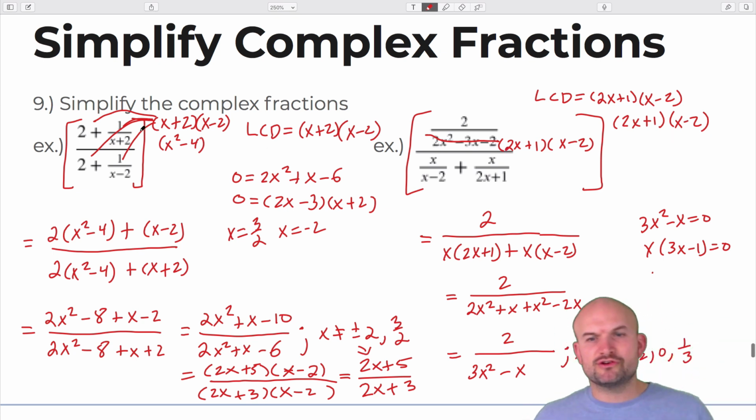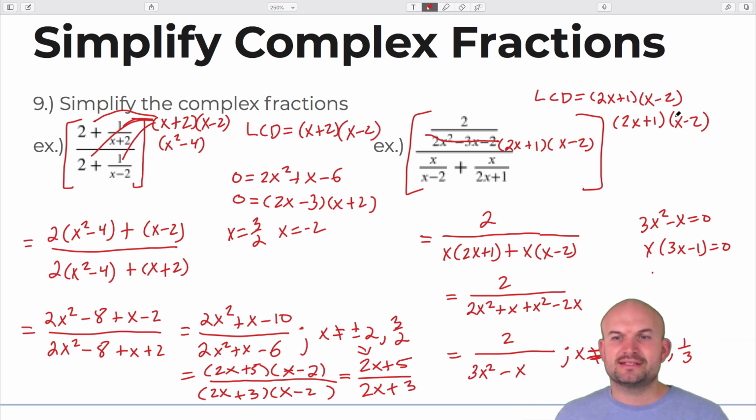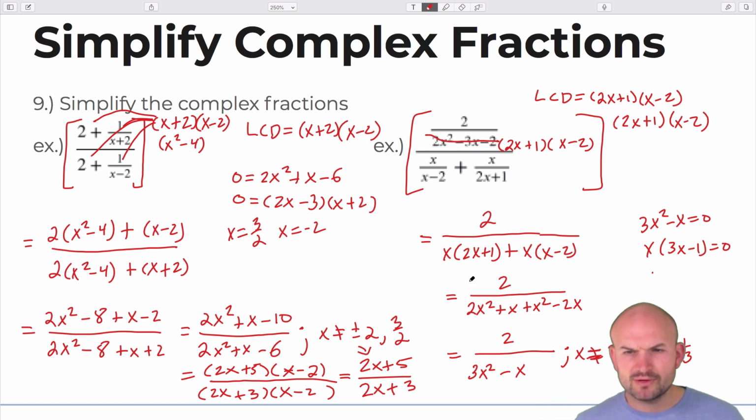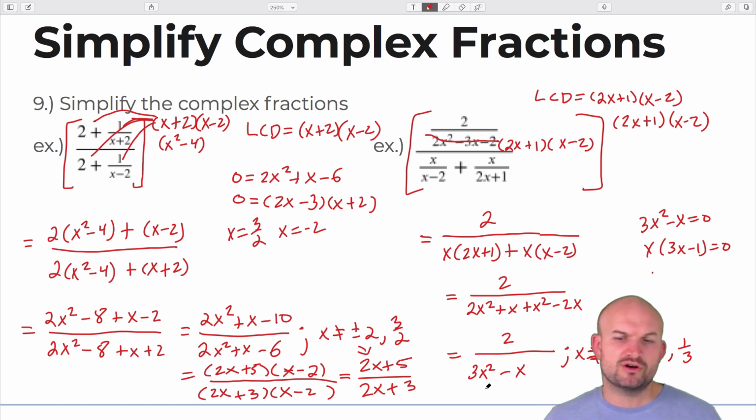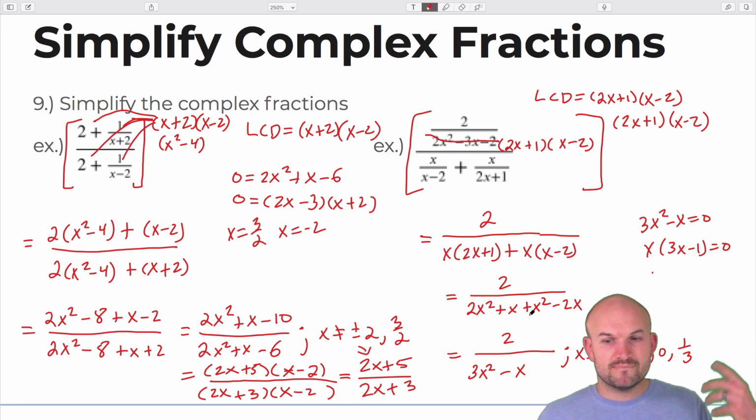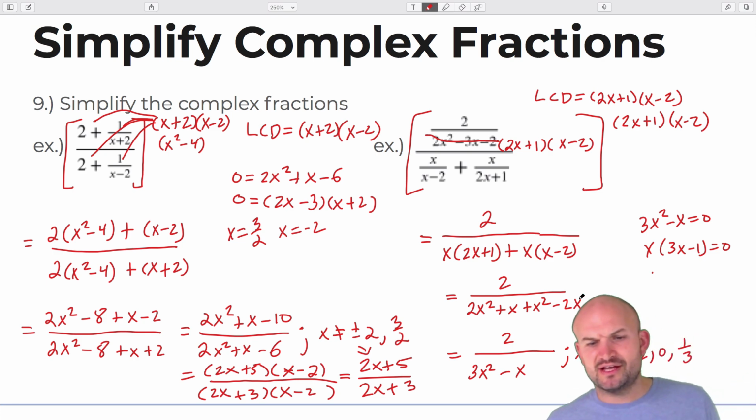You can show this distributive property, guys, but obviously if this is in the denominator and you're multiplying it by this, those are going to divide out, leaving you just with the number 2. Here, the x minus 2's divide out. Here, the 2x plus 1's divide out. So that leaves me with x times 2x plus 1, and then x times x minus 2. When I go ahead and combine my like terms, I get 2 over 3x squared minus x. And then again, I did do excluded values over here.